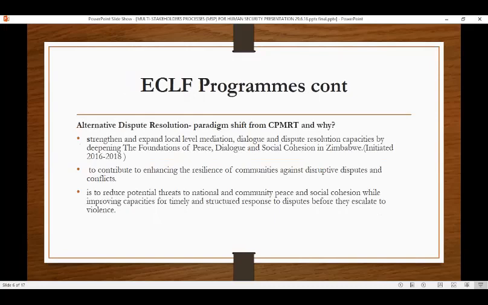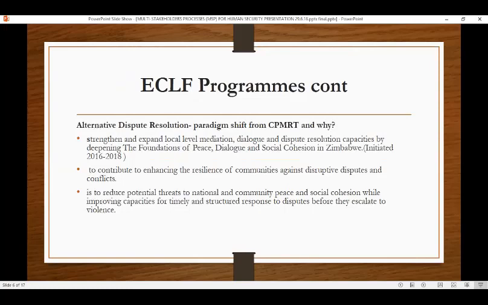After some time, when we were working within the communities, we then had to introduce another program called Alternative Dispute Resolutions. It was a paradigm shift from CPMRT. Why did we bring it on board? This was aimed at strengthening and expanding local level mediation, dialogue and dispute resolution capacities by deepening the foundation of peace, dialogue and social cohesion in Zimbabwe. It started in 2016 and ran to 2018, and we are hoping that it is going to be ending.